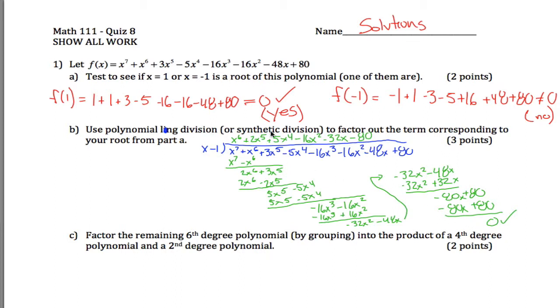Use polynomial long division to factor out the term corresponding to your root. I'm fine if you leave it just like this. Whatever. Leave it like that. All right, I guess I shouldn't leave it like that. I'm fine if you leave it like that, but really what you want to do is recopy that thing.